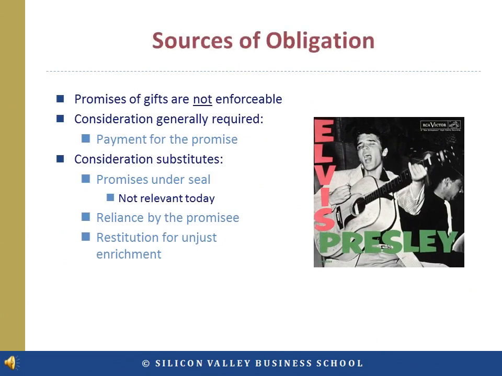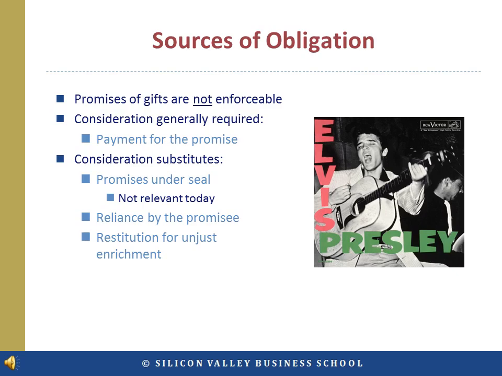Elvis Presley offered to pay off the mortgage of his mother-in-law, but before he could make the payment, the king of rock and roll died. The mother-in-law brought a court action against his estate to enforce Elvis's promise and have the estate pay off her mortgage. But the court found that the offer was merely a promise of a gift. It was not supported by consideration, so was not enforceable in court.